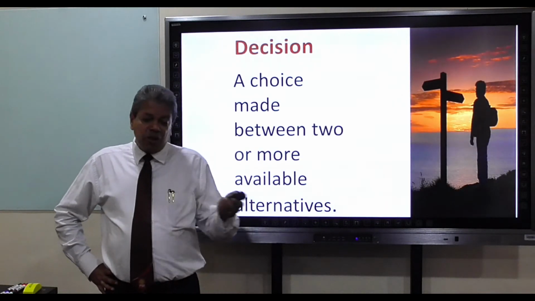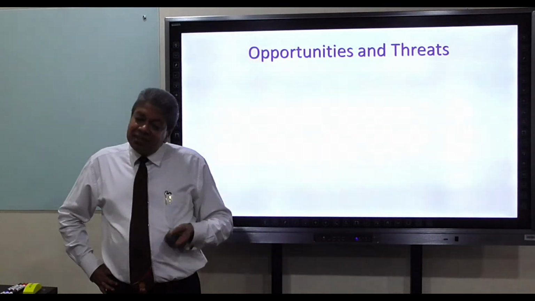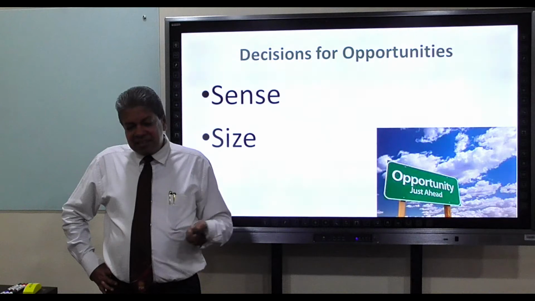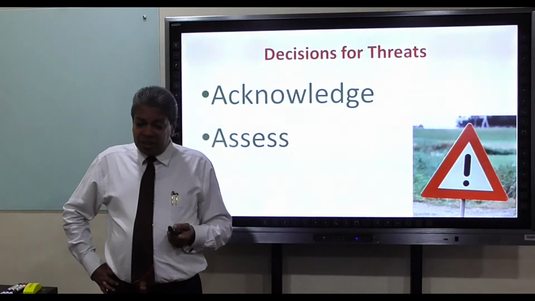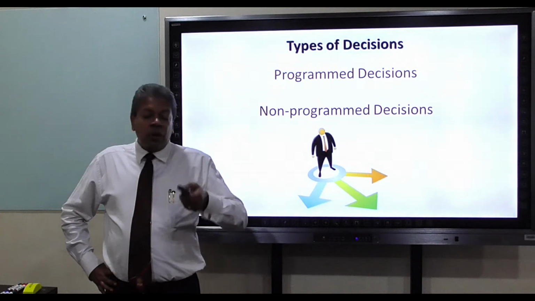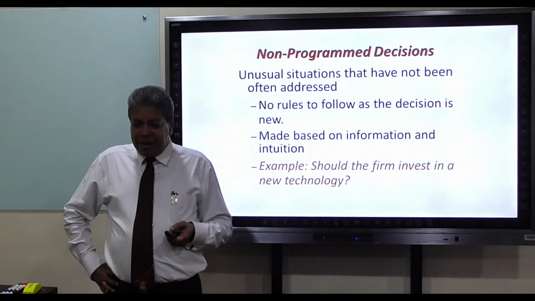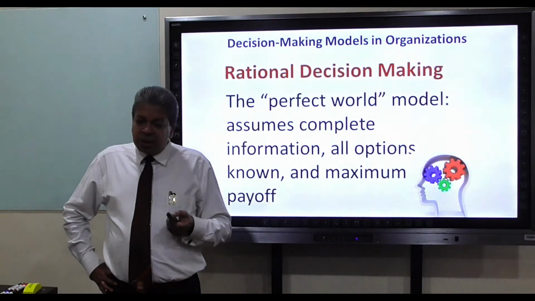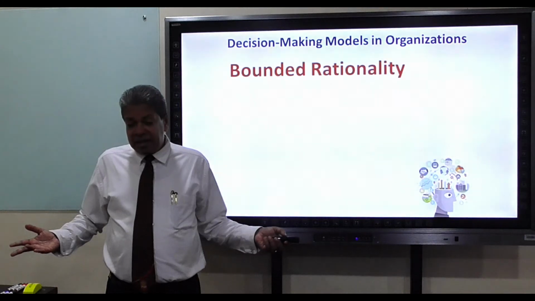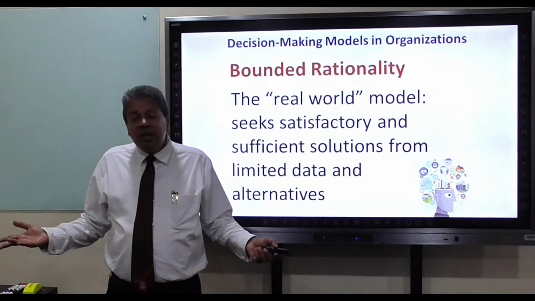And decision, choice made between 2 managerial decision making, of Chinese word for crisis. These are very straightforward stuff. So we look at opportunities, threats, sense, size and seize, acknowledge, assess and address, types of decision: program, non-program. So program is automatic, non-program is the one we need to be real managers having the competency. Decision making, rational decision making, the perfect world, which we don't have the luxury. Whereas bounded rationality, we bound it. That's what we do, real world model.